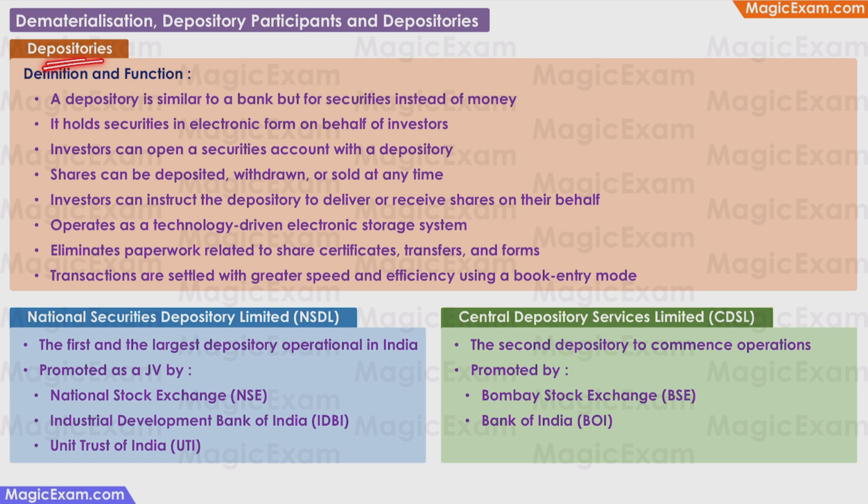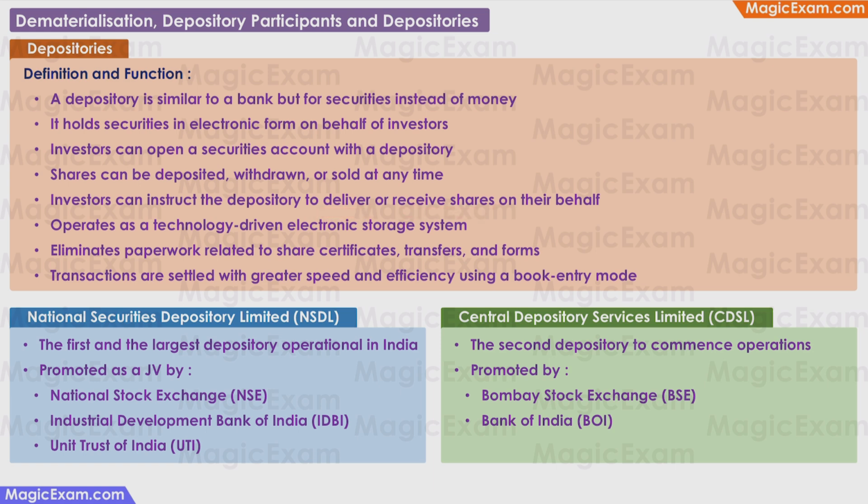If you have to write about depositories, then these are the important points. A depository is similar to a bank, but for securities instead of money. It holds securities in an electronic form on behalf of the investors. Investors can open a securities Demat account with a depository, but this is normally done through a depository participant or through a broker. Shares can be deposited, withdrawn, or sold at any time by accessing these Demat accounts.